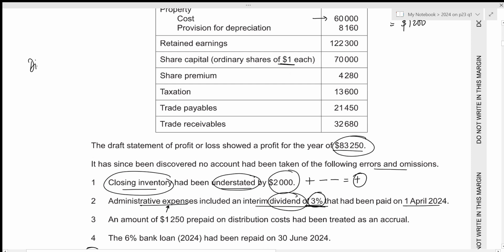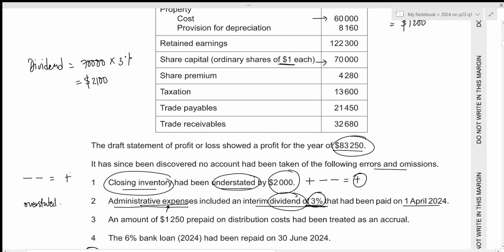So the interim dividend in this case is just going to be the share capital value, which is 70,000 times 3%. This results in the value of 2100. So this was incorrectly included. So we can say that the administrative expenses was overstated. If something is overstated, we have to subtract it, and in this case we're talking about administrative expenses, which itself is again subtracted in order to get our profit for the year. So two negatives will make up a positive.